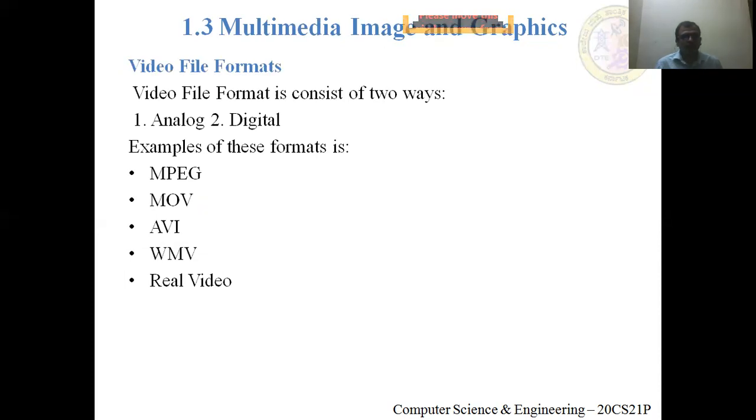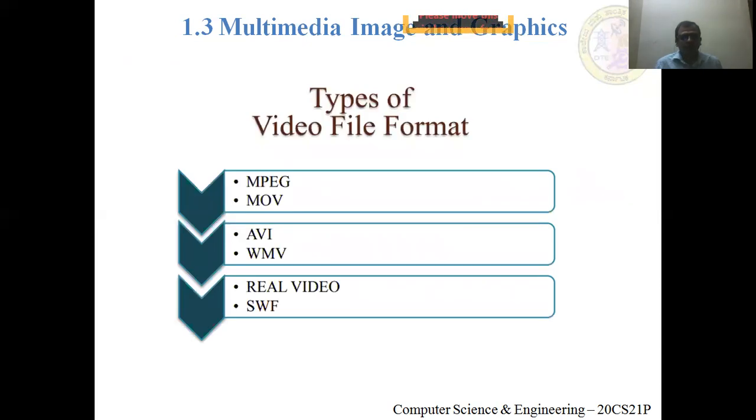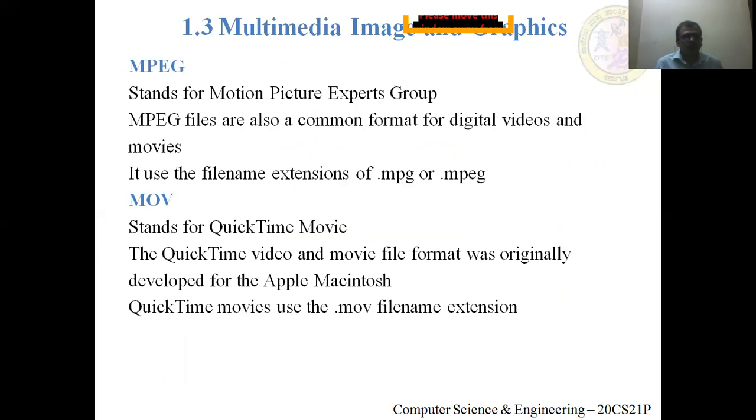The video file format. The video file format consists of two ways. One is analog video, another one is digital. Examples of these formats are MPEG, MOV, AVI, WMV, and also Real Video. The different types of videos are MPG, MOV, AVI, WMV, Real Video, and also SWF, Shockwave Format.